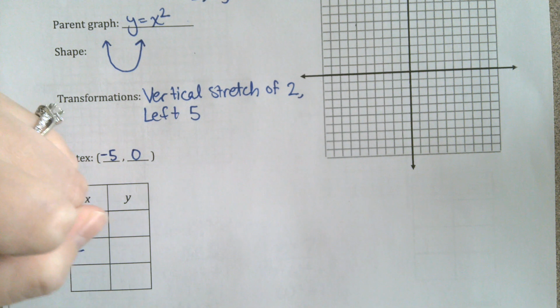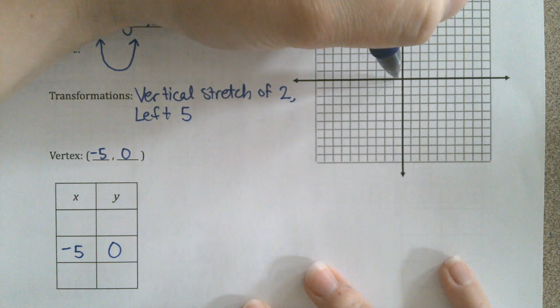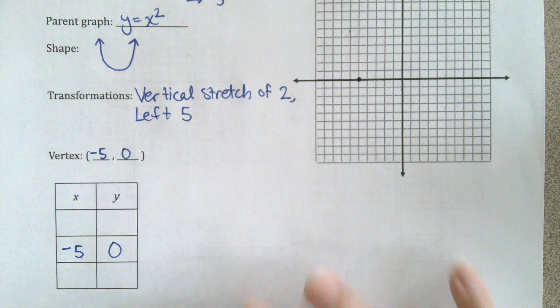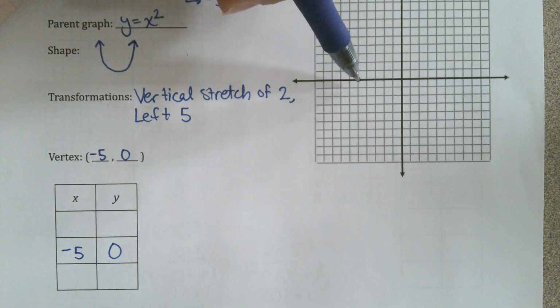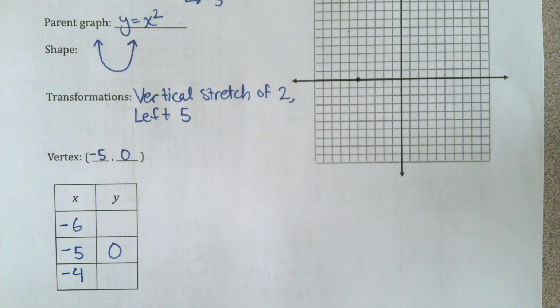And then I put that in the middle of my chart. On the graph, that's going to be right here. And then I need 1 point to the left and 1 to the right. So I have -6 and -4. Let's find them.